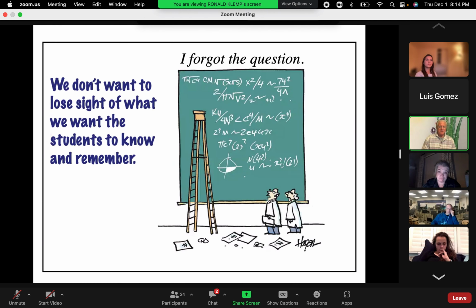Again, the important thing is we don't want to lose sight of what we want the students to know and remember. And also, I use the fact and inference activity we just did as a way to introduce the idea.